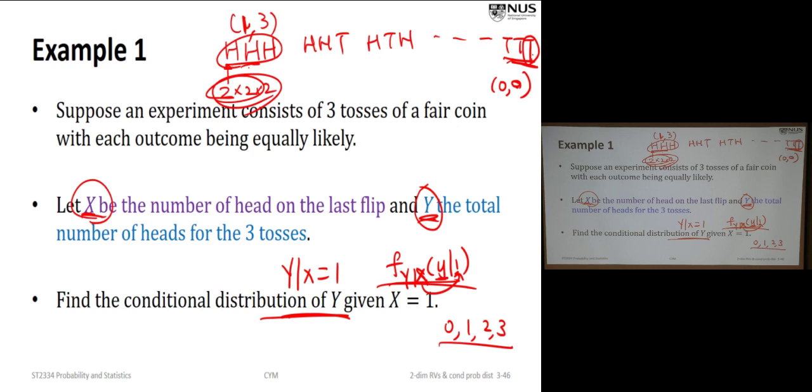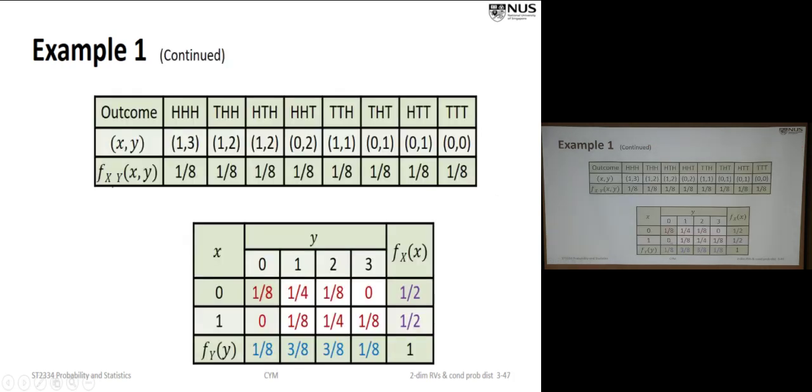All right? Okay, so first of all, we have to get the joint distribution. So here is how we get the joint distribution. I list out all the possible outcomes.